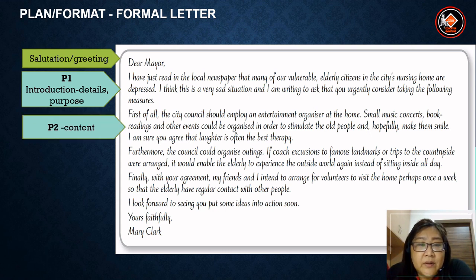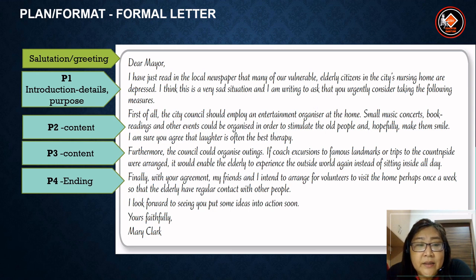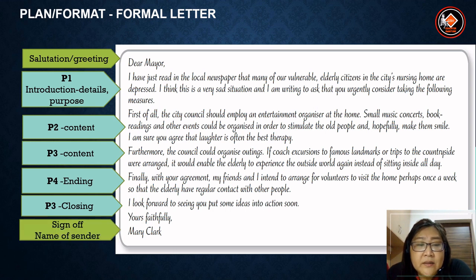And then you can have the contents. So you can have paragraph 2, and also you can have paragraph 3. And then you can write the ending, which is paragraph 4, followed by the closing, which is paragraph 5, and then sign off, where you write yours faithfully, and then the name. So let's look at the content for paragraph 2. First of all, you are using the linking words. The City Council should employ an entertainment organizer at the home.